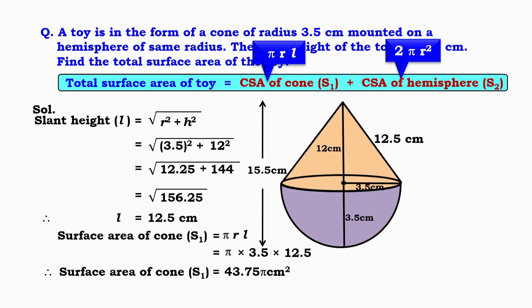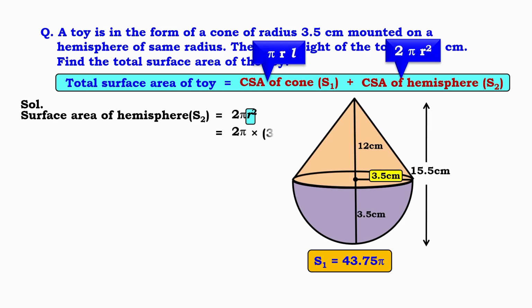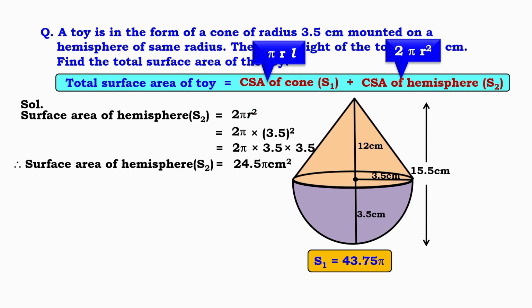Now we need to find the surface area, that is the CSA of hemisphere, that is 2 pi r square. So 2 into pi into 3.5 into 3.5. So which is coming 24.5 pi centimeter square. Now what will be the TSA of the toy?